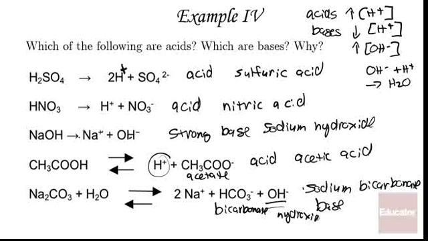So again, here we have an acid, sulfuric acid, another acid, nitric acid, and a base. This is a strong base, sodium hydroxide. A weak acid, acetic acid, and a weak base, sodium bicarbonate. And we define which are acids, which are bases, and why in terms of what they do to the hydrogen ion concentration. So that concludes this lecture on the properties of water, and I will see you again soon.